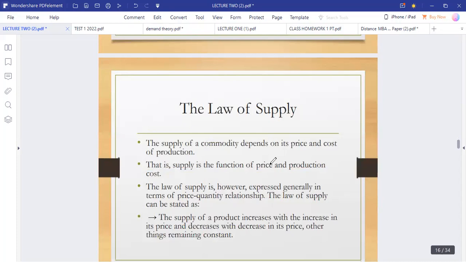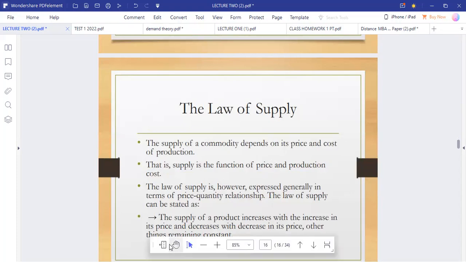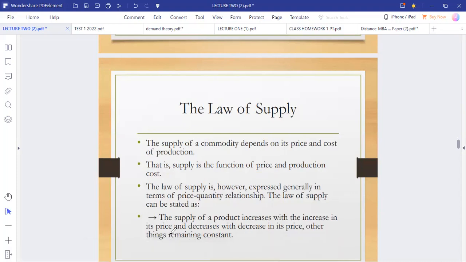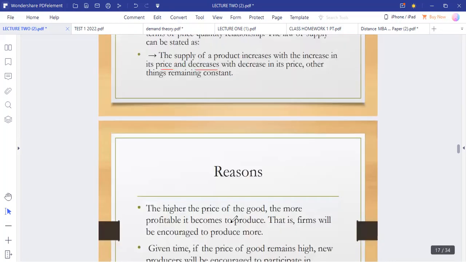So the law of supply simply states that for any commodity, if a product increases in price, the quantity supplied will increase. If it decreases in price, the quantity supplied will also reduce. So this is the law of supply.